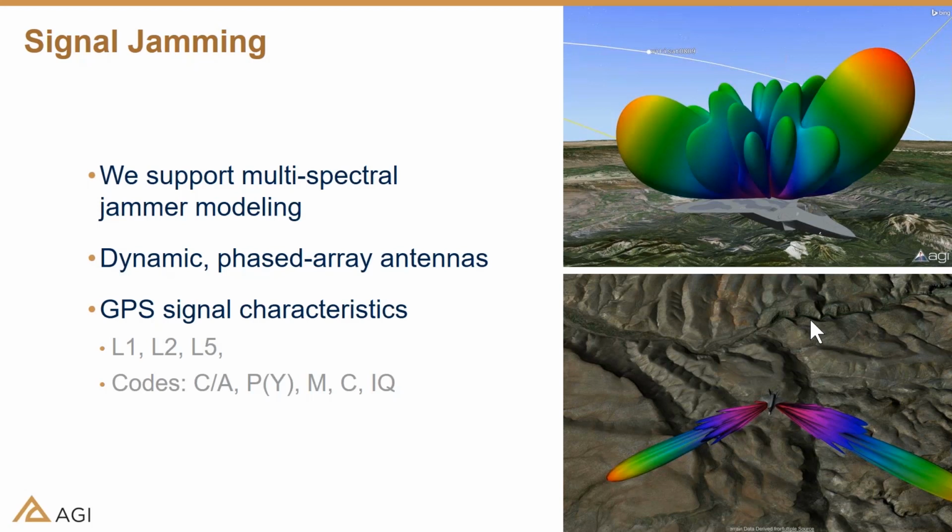The picture in the upper right shows a phased array antenna where you're getting a higher signal gain value in the direction of the satellites that you want to get, and then lower gain values, of course, where you don't want them. I do want to mention that SDK components supports several different GPS signal characteristics, all 3 frequencies L1, L2, and L5, and all of the codes on those different frequencies: CA, PY, M code, C code, and IQ code.